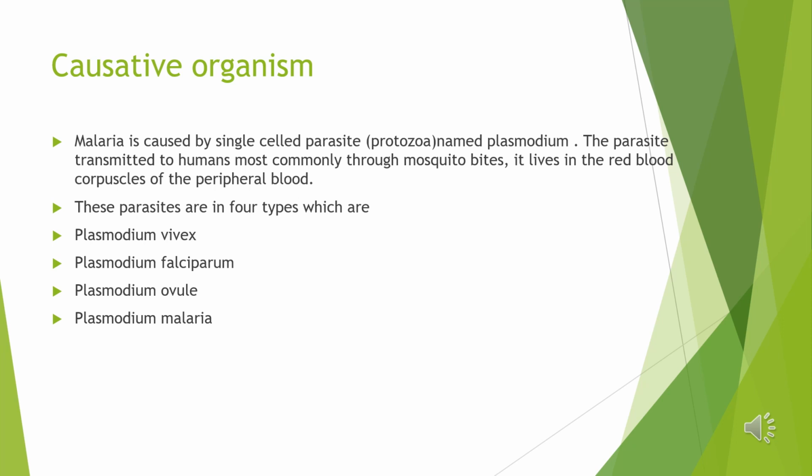Causative organism of malaria. Malaria is caused by a single-cell parasite named Plasmodium. The parasite is transmitted to humans most commonly through mosquito bites. It lives in the red blood corpuscles of the peripheral blood. These parasites are of four types, which are Plasmodium vivax, Plasmodium falciparum, Plasmodium ovale, and Plasmodium malariae.